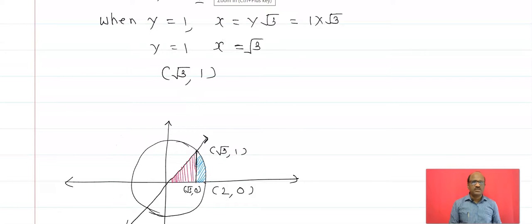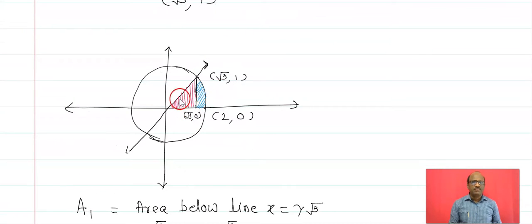We will find these two areas. Now see this here again. First I had marked with the red ink and another with the blue. First we will find this area, that is the area below this line, where x varies from x is equal to 0 to root 3. And next I will find the area below this circle where the value of x varies from x is equal to root 3 to x is equal to 2.